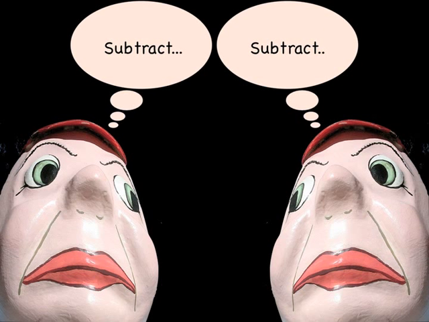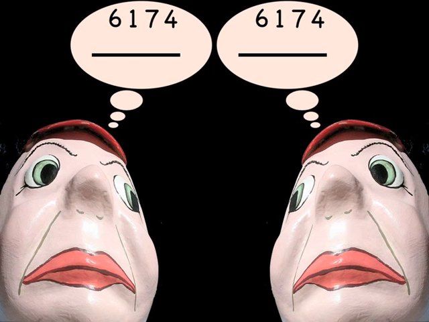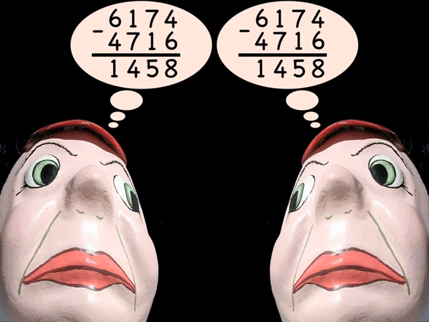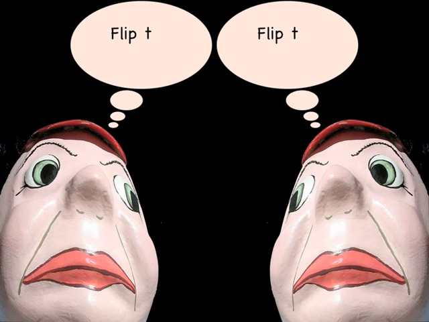I'm going to subtract. Okay, 6,174 minus 4,716. That's 1,458. Yes, that's right. Now I'm going to flip the answer. So I had 1,458. Flip it. That's good. 8,541. Okay. Now what should I do?